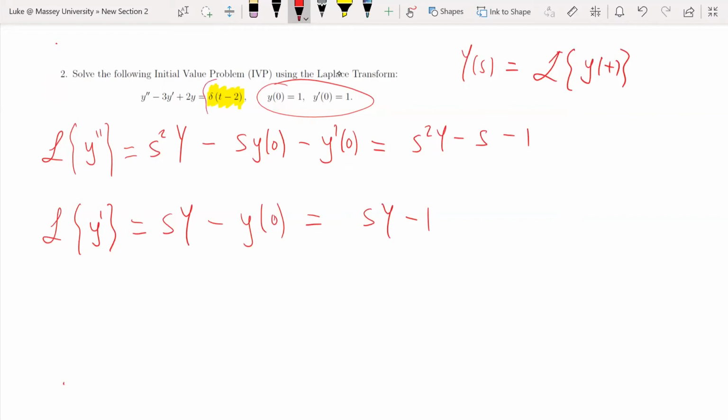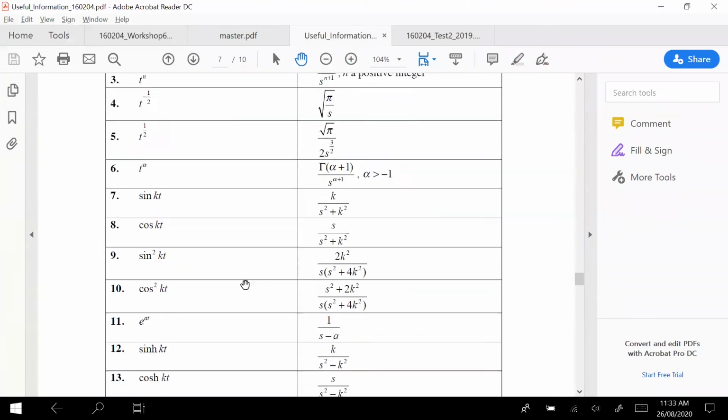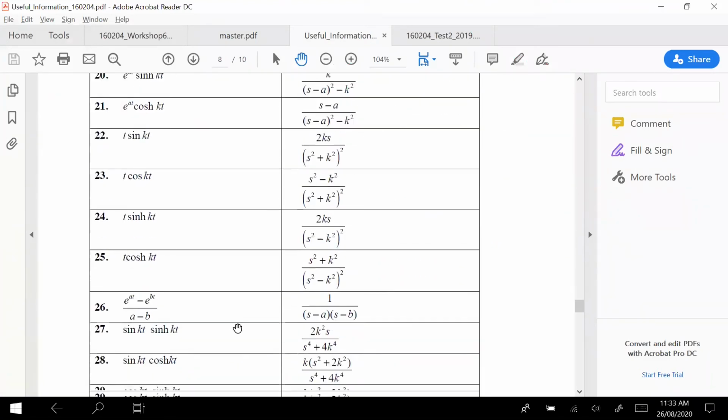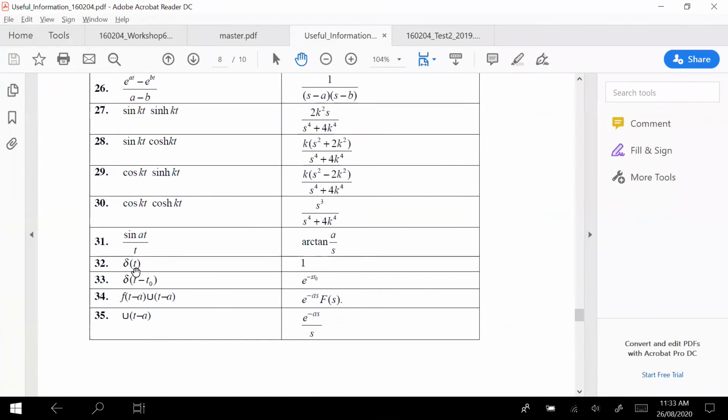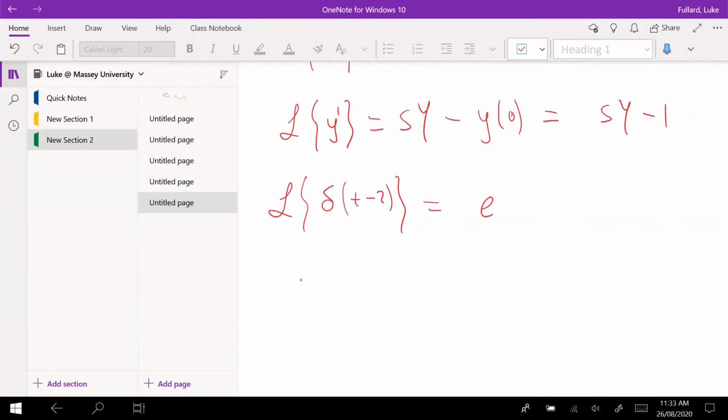The only one that might be a little bit trickier is this Dirac delta function. So the Laplace transform of Dirac delta at t minus 2, let's just check the table for that one. Here we go. The Laplace transform of Dirac delta function t minus t0 is e to the minus s times t0. Here t0 is 2, so we have e to the minus s times 2, so e to the minus 2s.